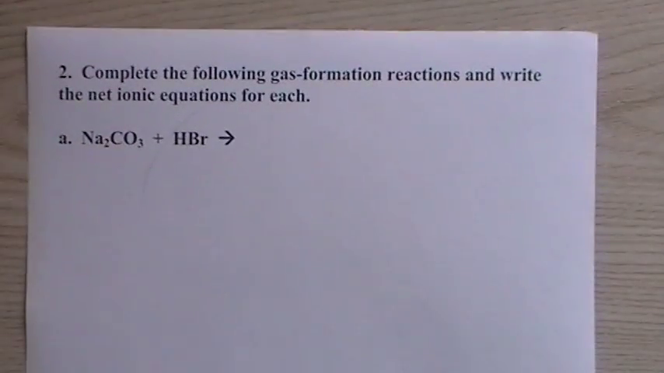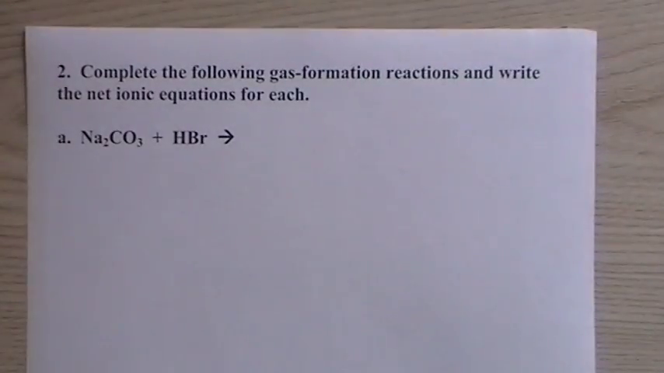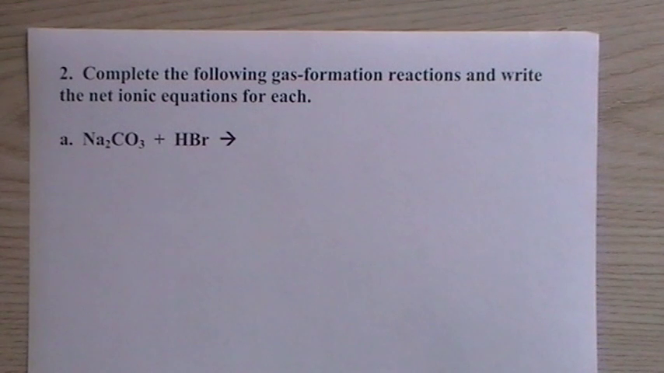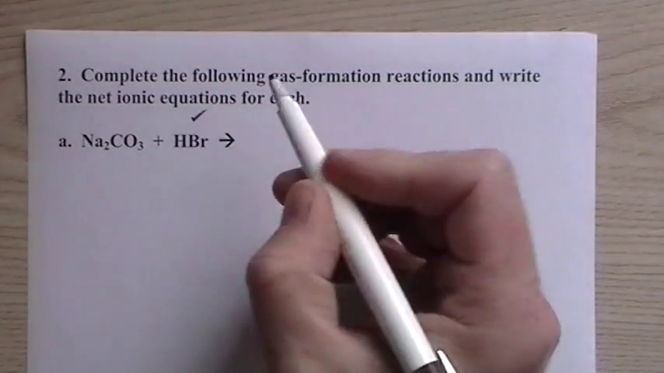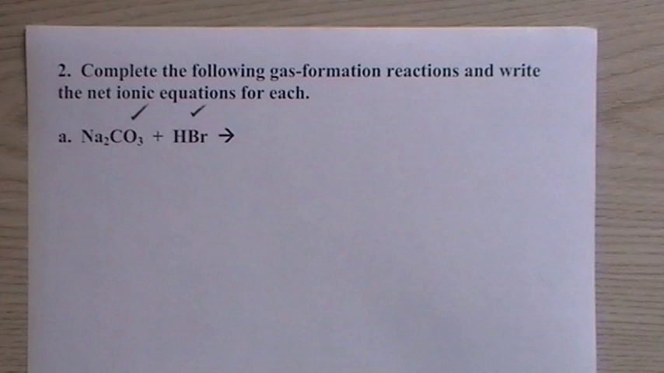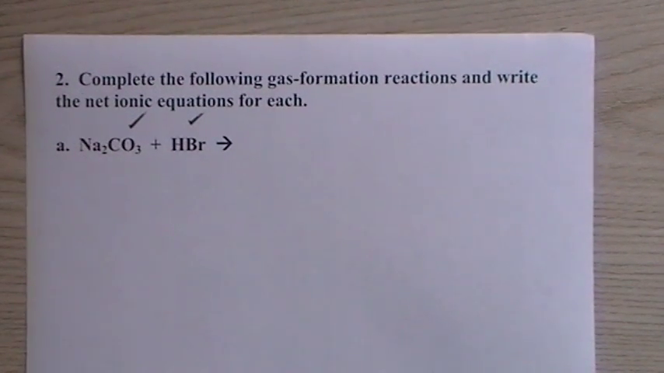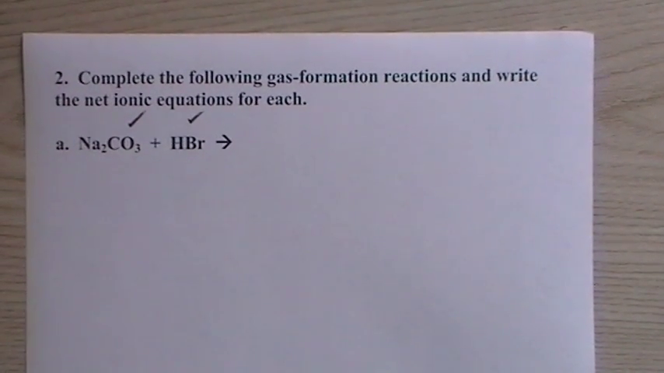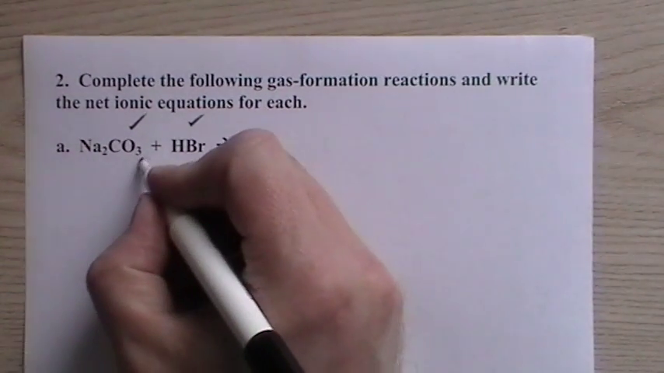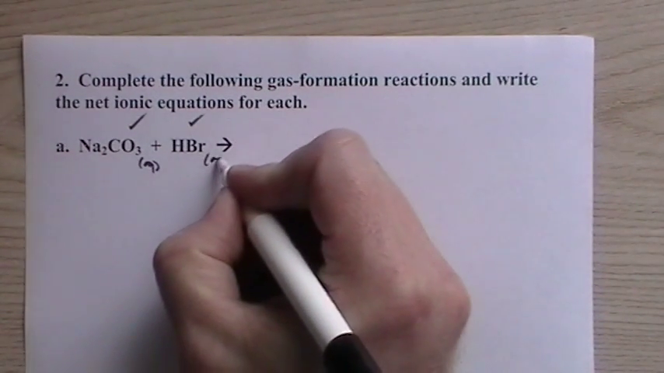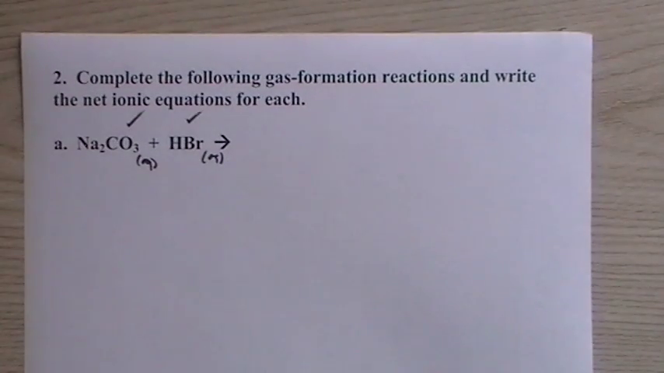Okay, now what do we have here? Complete the following gas formation reactions and write the net ionic equations for each. All right, now for me, I'm only interested in you knowing that when you have an acid and a salt that contains a carbonate ion, that's going to produce CO2 as a gas. That's what happens anytime you have a carbonate reacting with an acid.